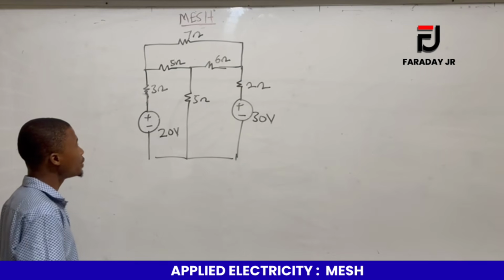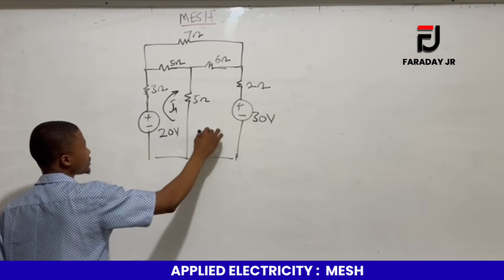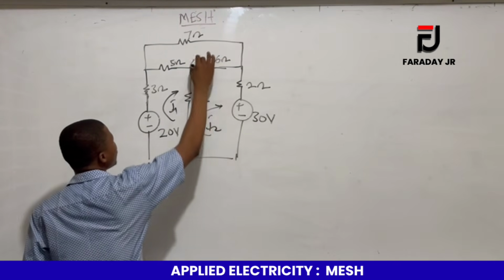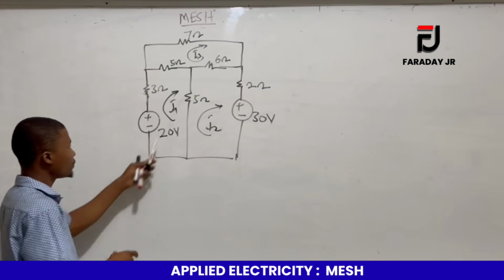Okay. So the rule is that we know there are meshes. We always assign a current to each loop, right? So we have I1, I2, and finally we have I3 in the loop. So the rule is that now we are in loop 1.